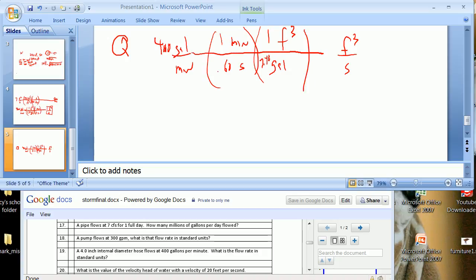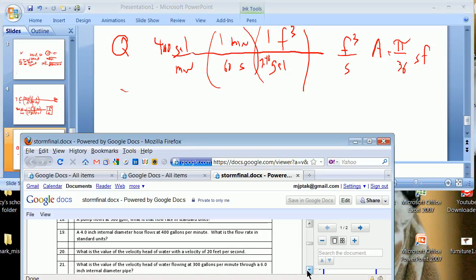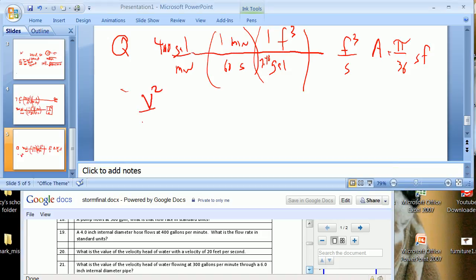If, once you had the Q, you wanted to get the area, of course, it is pi over 36 square feet. That would get you the velocity, which actually was not asked, at least in the one I've got here. So what is the flow in standard units? Flow is cubic feet per second. Velocity head is number 20; velocity head is v squared over 2g. That was probably one of the most straightforward problems on the test. 20 squared over 2 times 32.2 feet per second squared gets you feet of head.